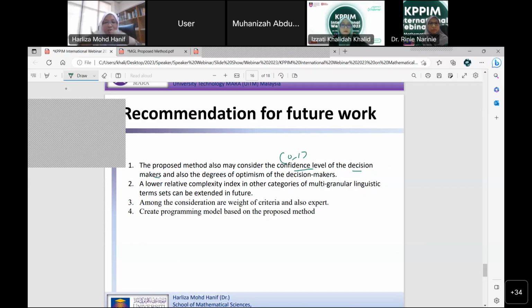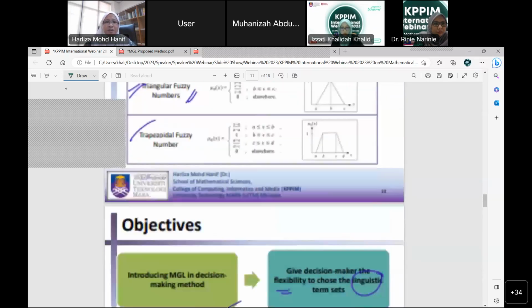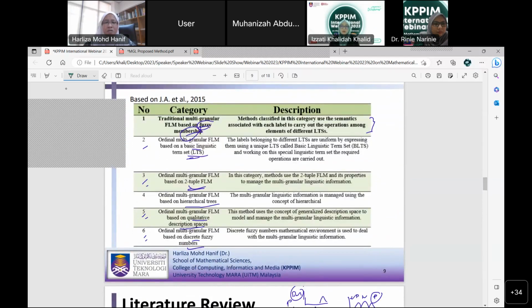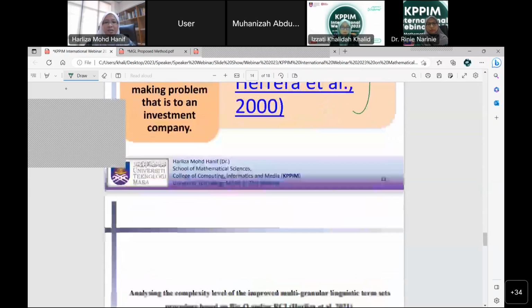How to incorporate this, we need further investigation. Or maybe we want to consider the degree of optimism of the decision maker, whether the decision maker is pessimistic or optimistic about the evaluation they are making, about the problem. We may want to consider this in future. And then a lower relative complexity index in other categories. Maybe we want to extend that. We have another 5 categories, right? Based on BLTS, two-tuple, hierarchical, qualitative, and also discrete. Maybe in future we want to propose a lower complexity level for these categories. Maybe. And then what else?